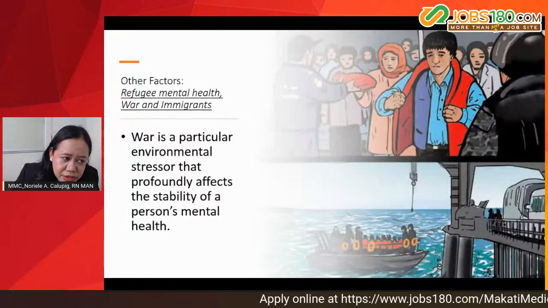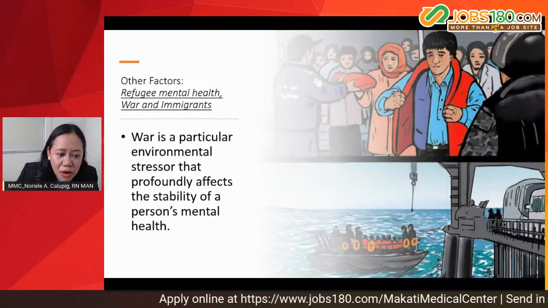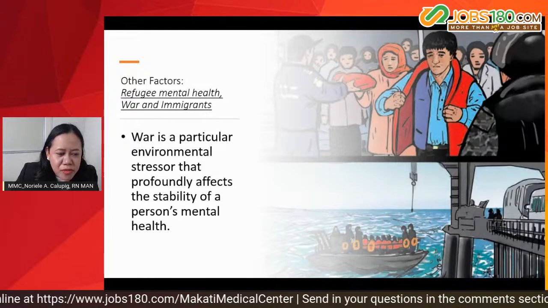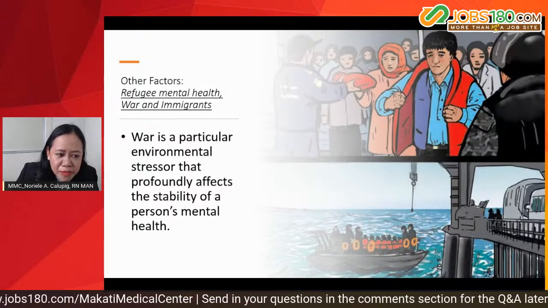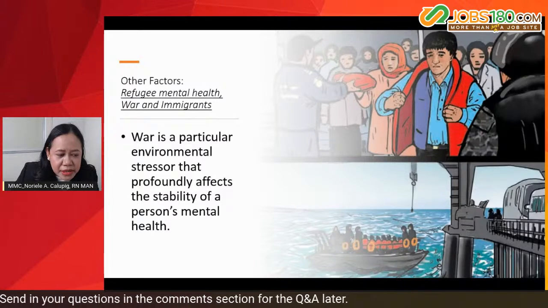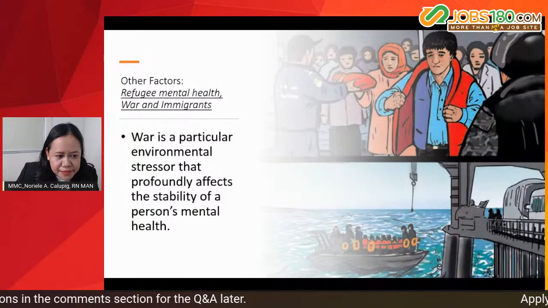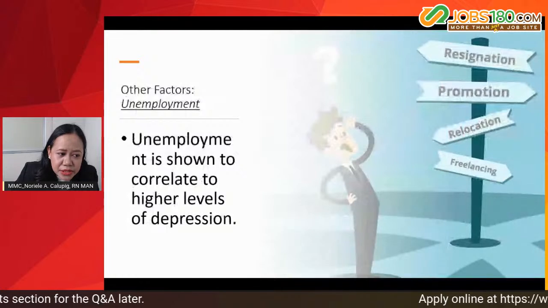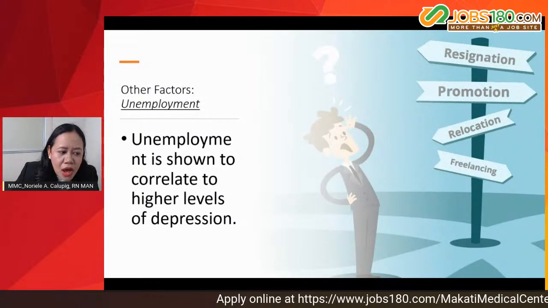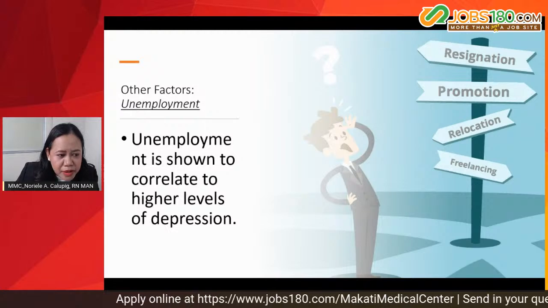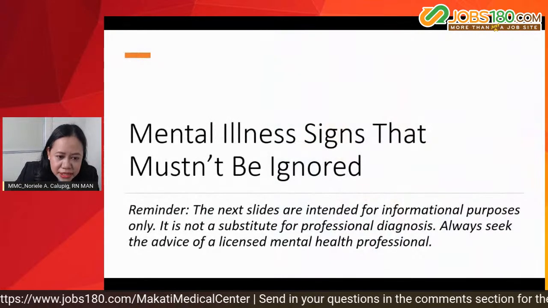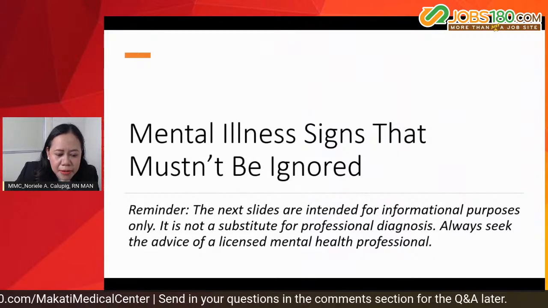And then other factors also, yung ating mga regarding din sa mga war, okay, ito yung mga refugee na mga war, lalo na yung mga bata na lumaki sa mga environment na magulo, maingay. So, hindi rin magandang contributions to para magkaroon ng mental health sa isang bata. And then also other factors, yan nga, unemployment. So, other employment that shows correlations to the highest level of depressions for those people na unemployed for a long time ago.